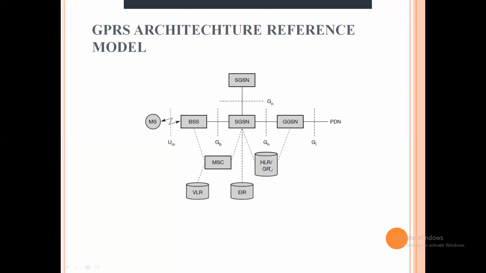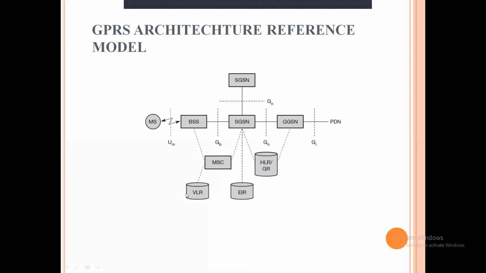And these are other components. This is the HLR, home location register, or GPRS register. It is like the HLR in the GSM architecture, a permanent database which keeps track of all mobile station information. This is the equipment identity register. It keeps track of the equipment numbers, like IMEI numbers, etc. And this is the mobile switching center. It takes care of signaling information.